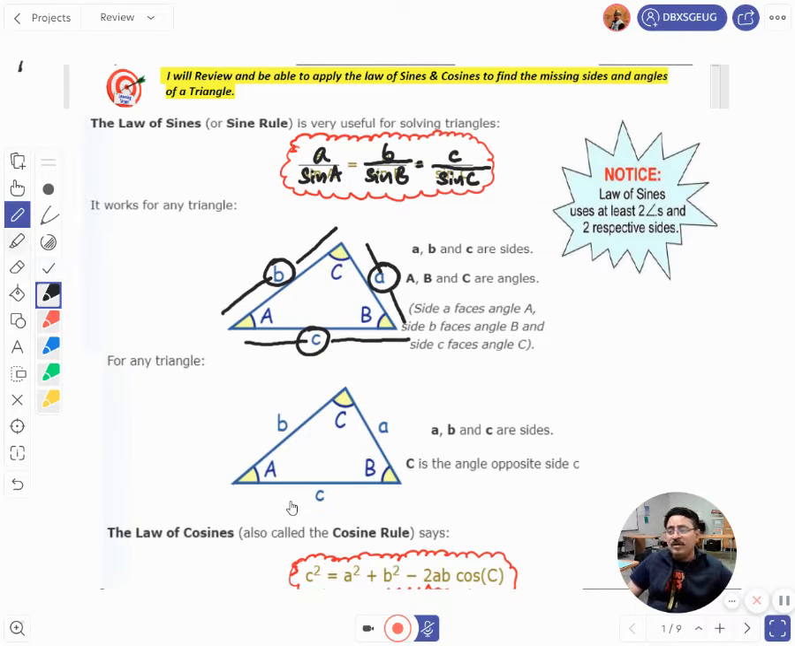Next, when it comes to law of cosine, you see that it is at the bottom, which is c square equals a square plus b square minus 2ab times cos C.